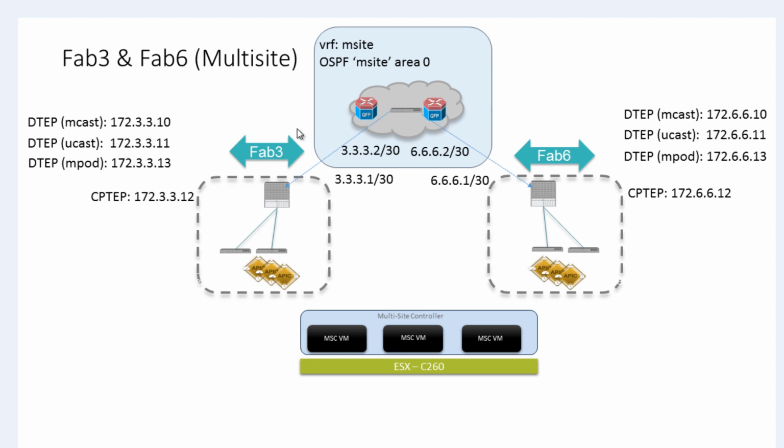Now with multi-site, we're going to need quite a few DTEP or destination TEP addresses, and these have to be routable through the IPN network. So I've laid out how I'm going to assign them, and this is part of what I'm going to do in the coming steps. So I've got a multicast TEP, I've got a unicast TEP, a multipod TEP, which is kind of like a dummy TEP for our purposes, but it still has to be assigned, and then a control plane TEP, which is assigned to every spine, and that's what we use to make our BGP relationships and tunnels between the various site spines. So let's go ahead and get started here.